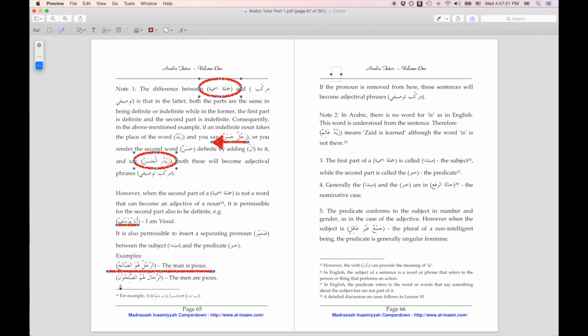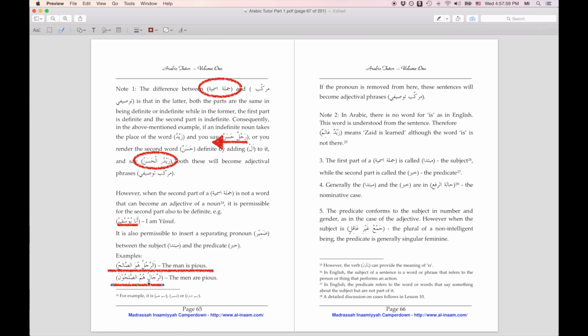Next one, the men are pious. Ar-rijalu hum as-salihuna. So it's a little confusing over here, but just follow along, I guess, and then you'll understand better later. If we say ar-rijalu salihuna, that is a complete sentence, meaning the men are pious. But if you say the first and the second part of these words with the definiteness, with the attachment of alif lam, ar-rijalu as-salihuna, it will be the pious men.